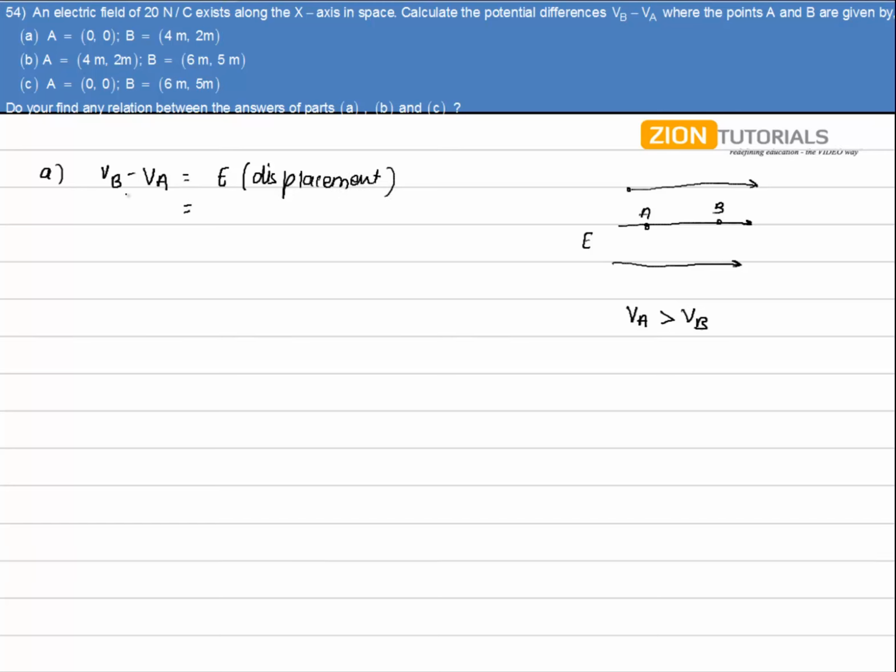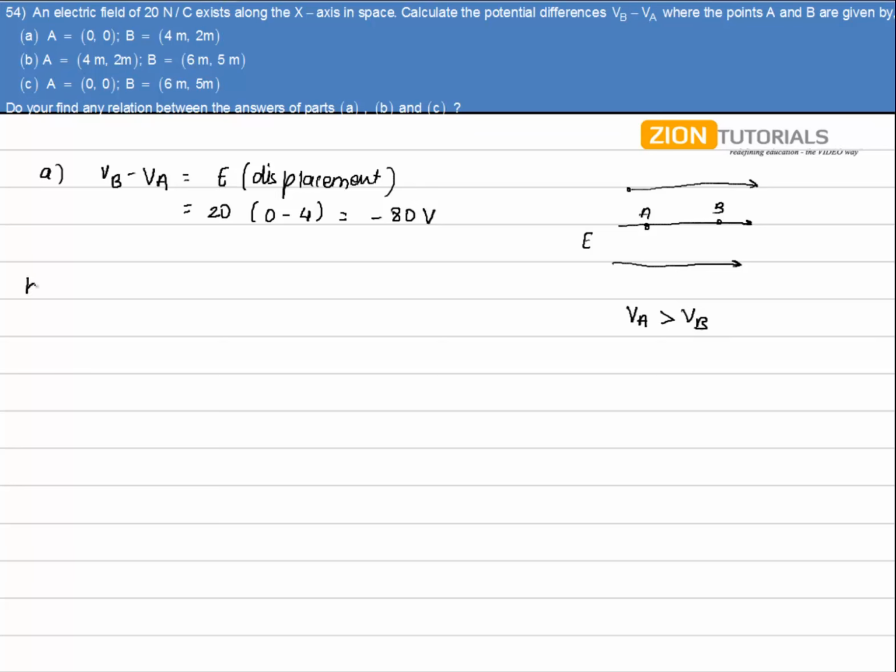So in the first part we have electric field is given to us 20 and displacement is 0 minus 4. So my answer is minus 81. Now one thing to point out in this problem is that we are taking difference only in x coordinate but not in y coordinate, because electric field is acting in x direction, so the potential loss will be only due to the x coordinate and not due to the y coordinate.